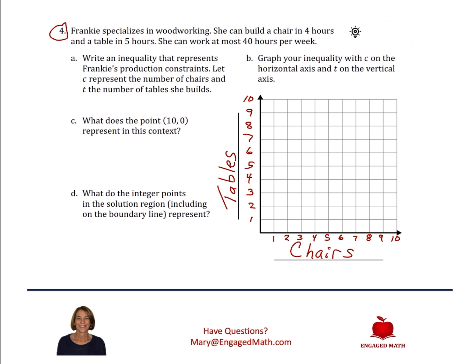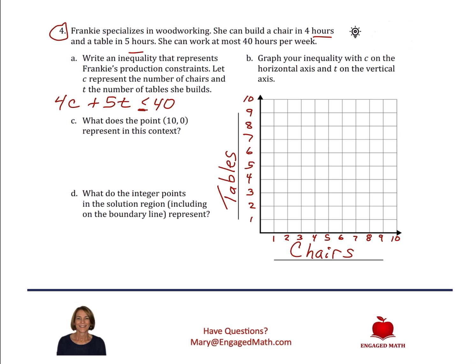So, in this situation, because it takes her exactly 4 hours to build a chair and 5 hours to build the table, we're going to say 4 times every chair she builds, because C is the number of chairs she builds, plus 5, because it's 5 hours for every table. So I'm going to use T for the table variable, just as the problem says. That has to be less than or equal to the number of hours she works in a week, which is less than or equal to 40. She cannot work more than 40 hours. She can work exactly 40 hours, which is why we have the or equal to right there.